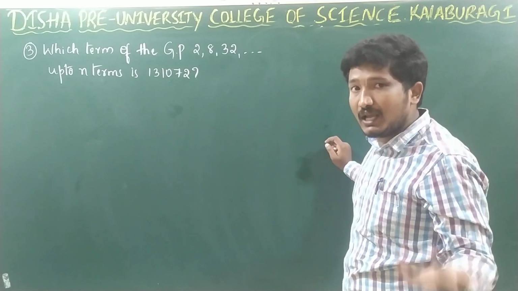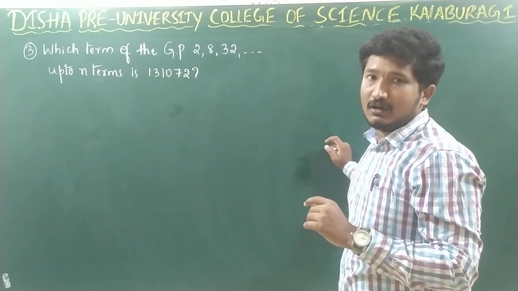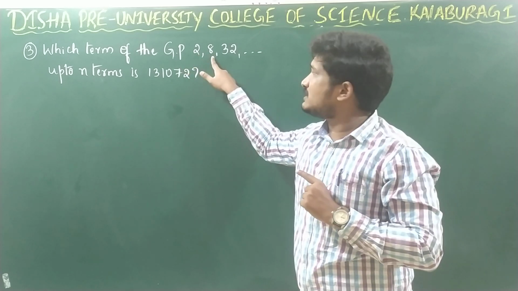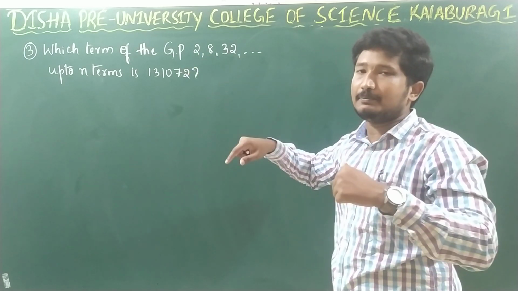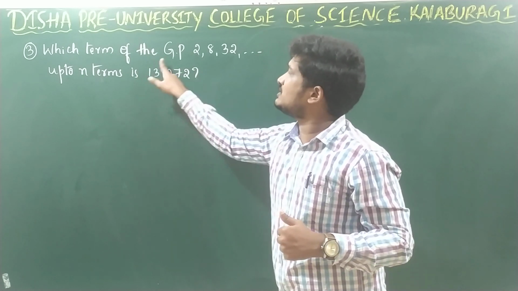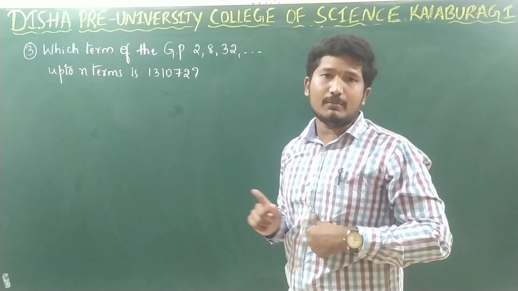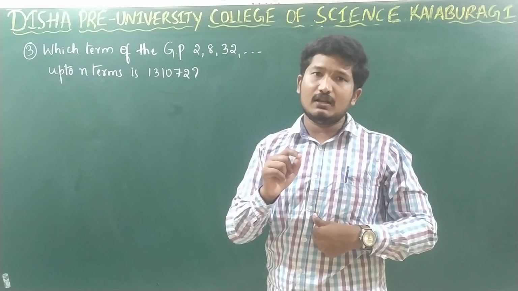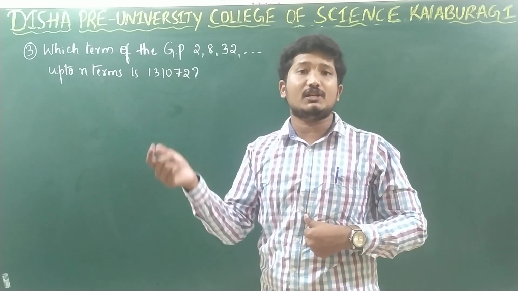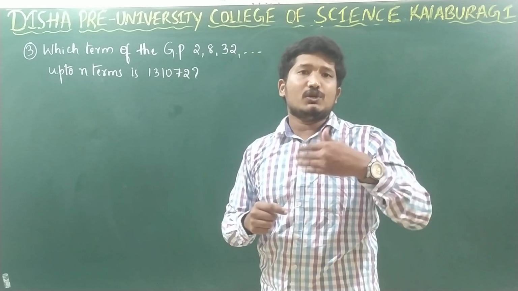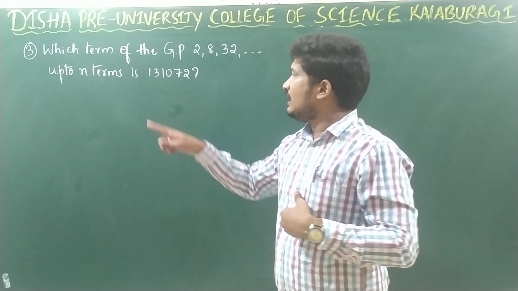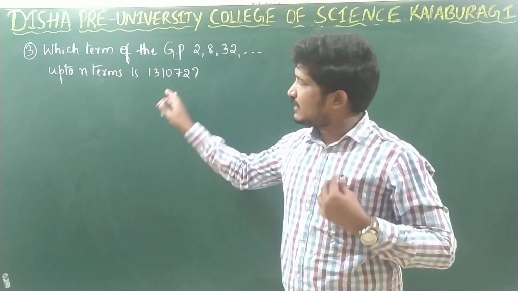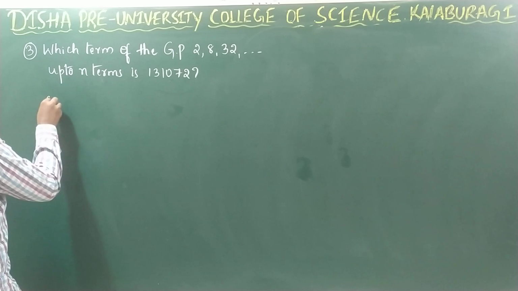That is, at what position this term is present. If it is present at the nth position, we will call it the nth term. If it is present at the first position, we will call it the first term. This is the second term, this is the third term. In the same way, at which position is this term present in the given geometric progression? So we have to calculate that. In general, we will take it as n, right? The element present at the nth position is called the nth term. So if I calculate the value of n here, I will come to know at what position this term is present. Am I right? So let us calculate that. See, solution.